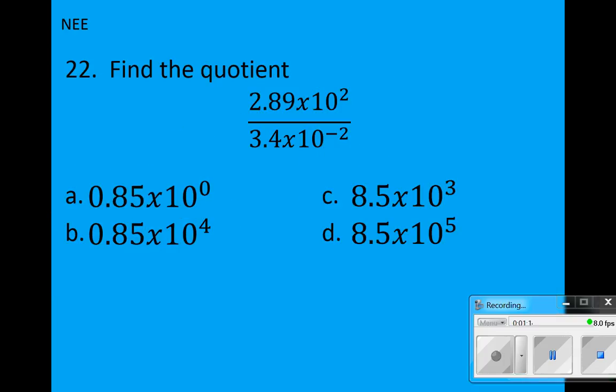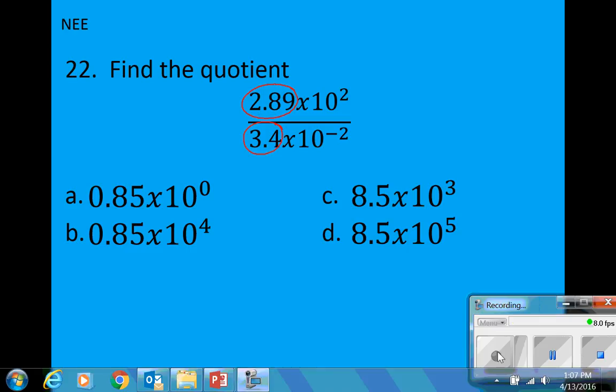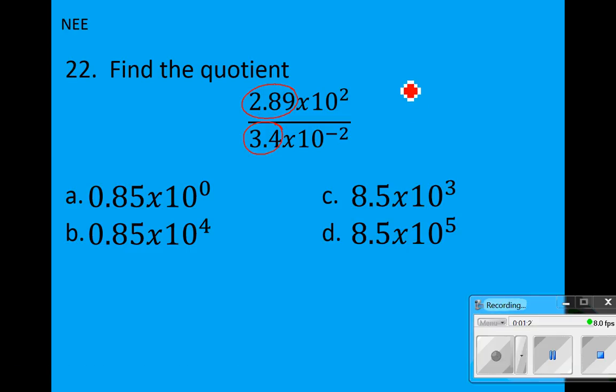Question 22, find the quotient. So we're going to be dividing this time. And again, we have a shortcut where we can divide 2.89 divided by 3.4, and you will get 0.85. Bring down the times 10. And with division, you have to subtract the exponents. 2 minus negative 2, we know that's going to turn into a plus. So 0.85 times 10 to the fourth power.